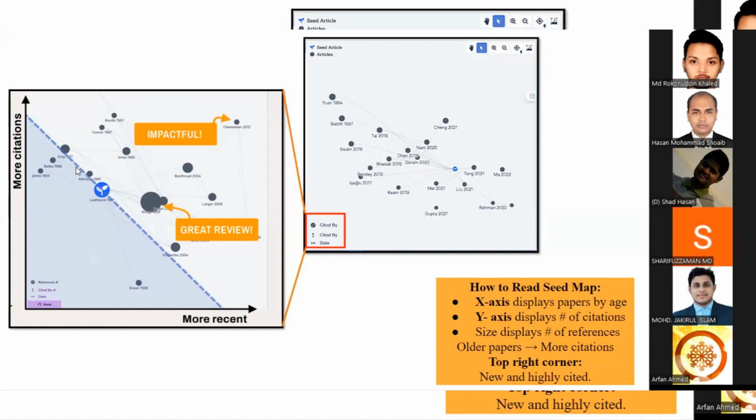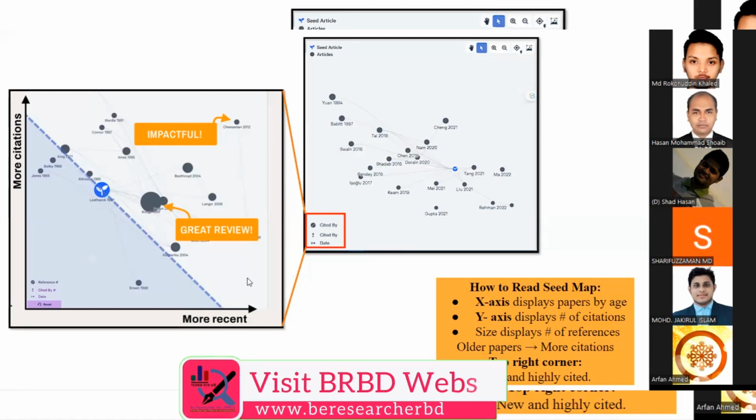So more citation, the x-axis shows the more citation. The older papers always have more citations. Why? Because they are already published. The new papers have low citation and are more recent. Why? Because citations take time, so they have fewer citations and they are more recent.